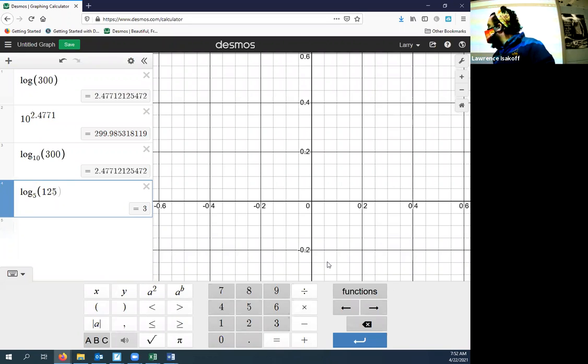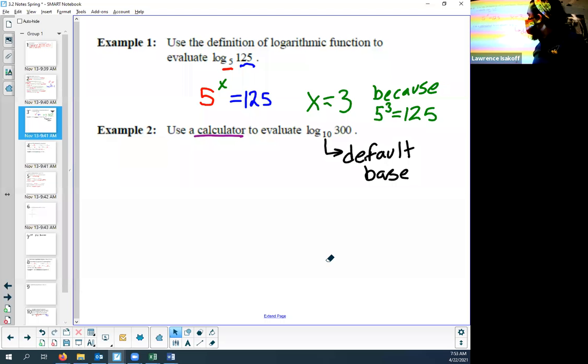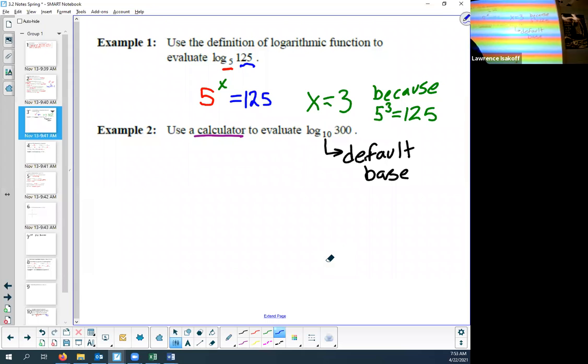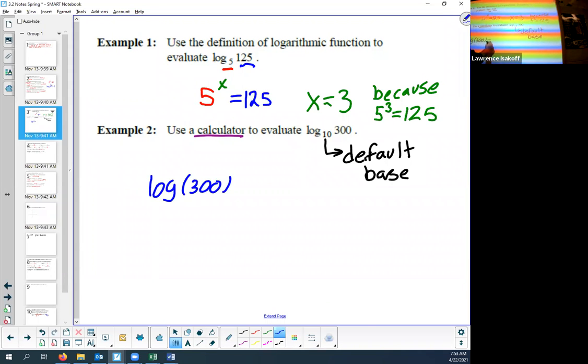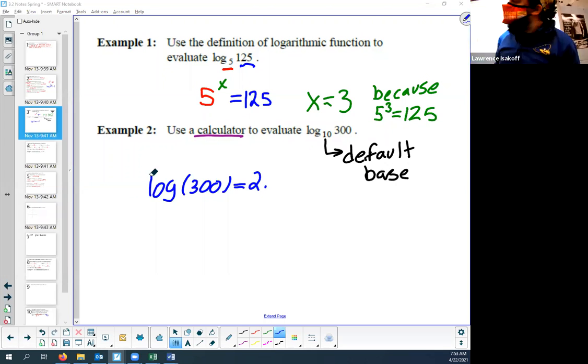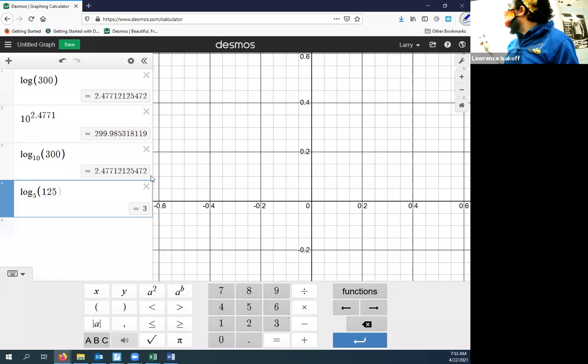We will learn how to handle that, but Desmos makes our life pretty easy here. So I'm just going to show you that way, but I will show you change of base when it comes up in our notes. I think in section 3, or no, it might be section 4. Forget which one it was. I think it's section 3. So using the calculator to do this, we just got log of 300 is equal to 2.4771. Yep.